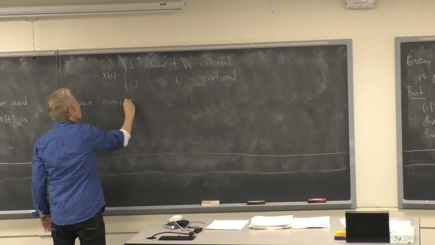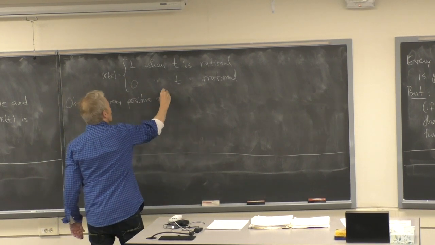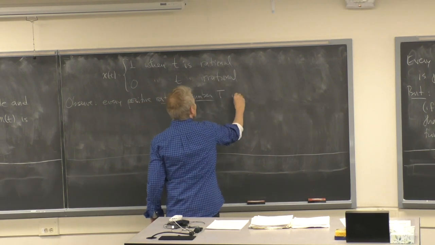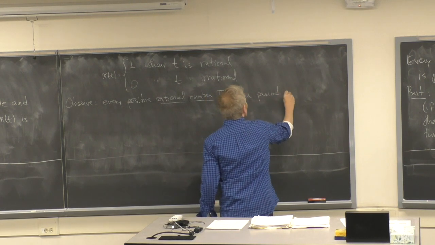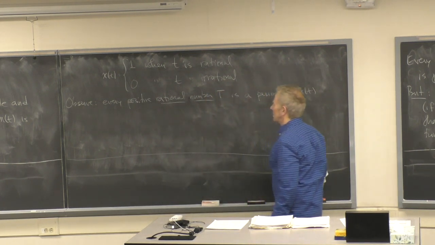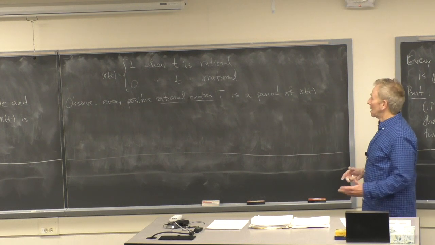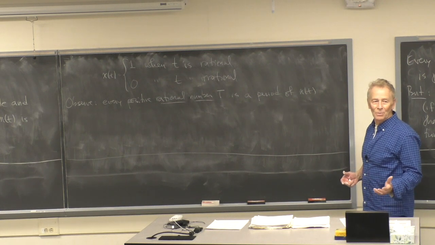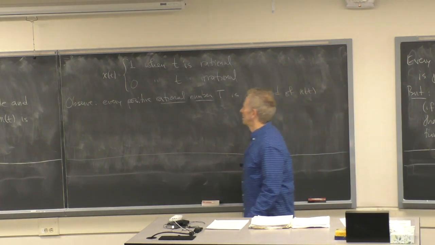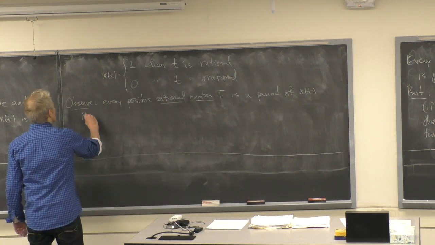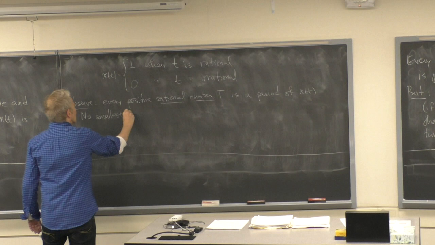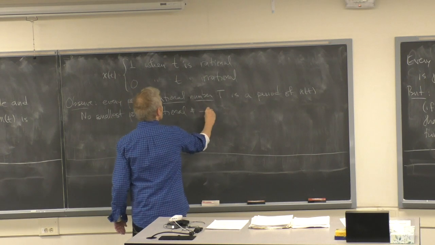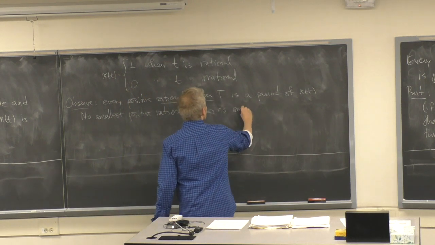So observe that every positive rational number capital T is a period of x of t, in the sense that if I shift x by such a T, I get x back. Since there's no smallest positive rational number, there's no smallest period. So no smallest positive rational number implies no smallest period.